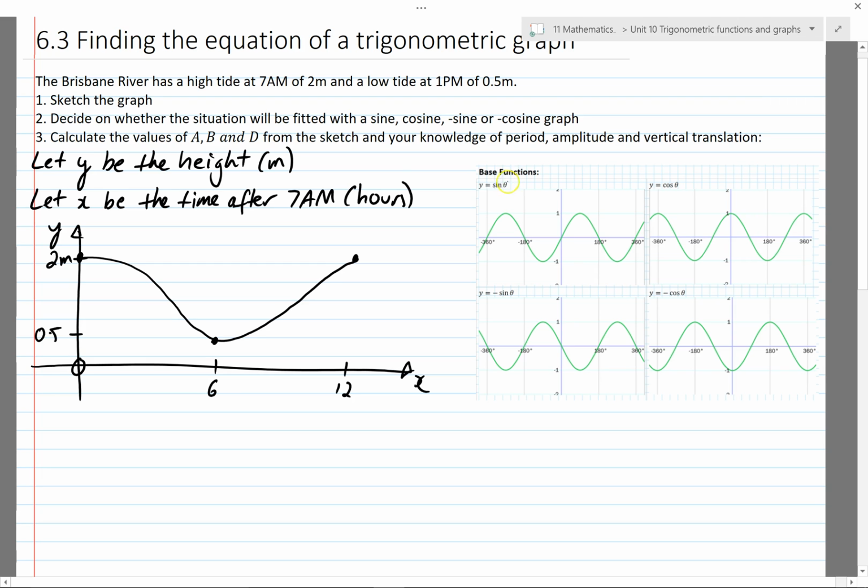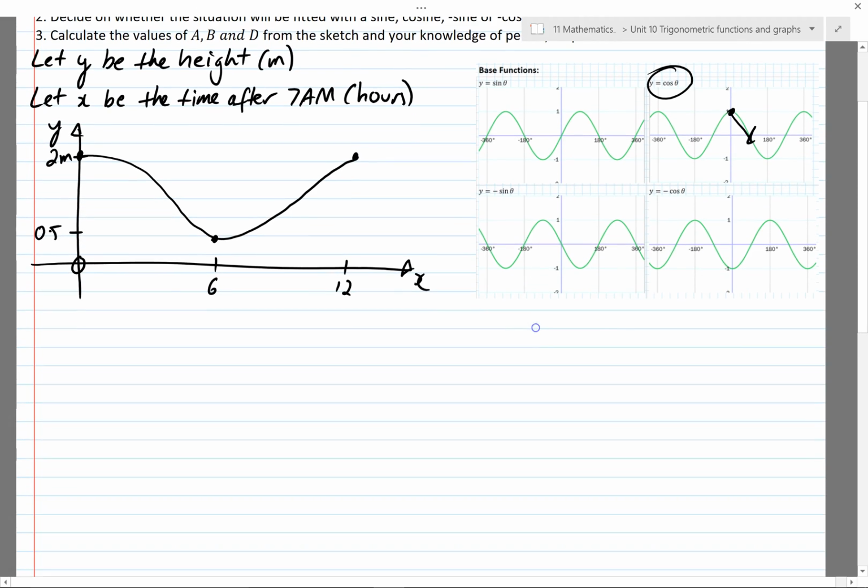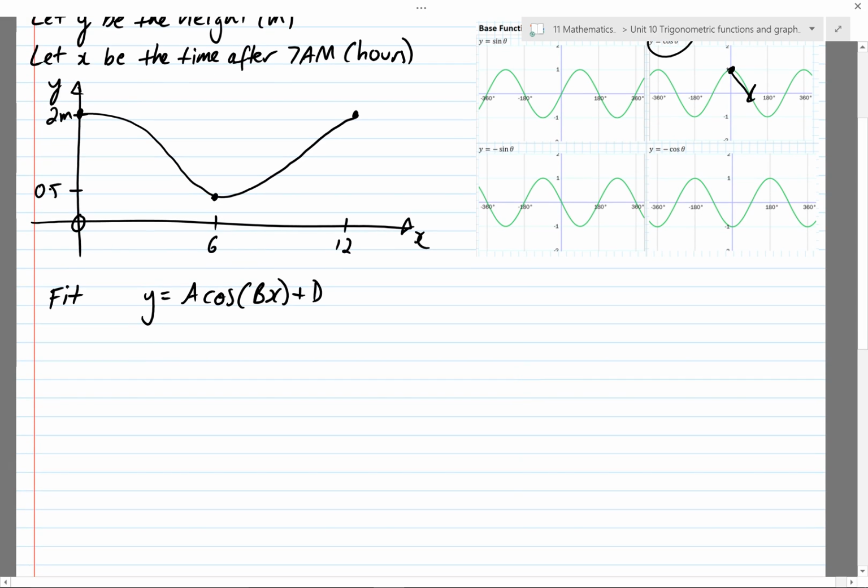I need to decide whether it's going to be a sine, cosine, negative sine, or negative cosine graph. I see that it starts at the maximum value and goes down. That looks to me like a cosine graph that starts at the maximum value and goes down. Always keep in mind that it could be any of those four functions. So I'll have a go at trying to find the equation of the graph. Since it's a positive cosine graph, I'm trying to fit this function to y equals a cosine bx plus d. My job now is to try and find those three values.